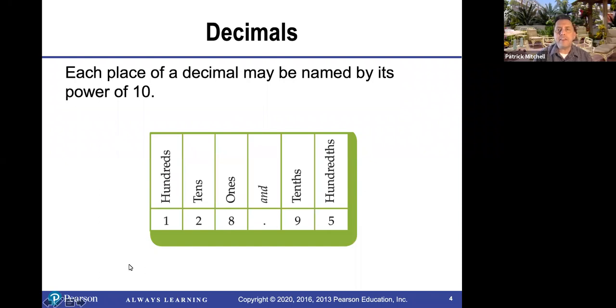Each place of a decimal may be named by its power of 10. So we already know about hundreds, tens, and ones. The numbers after the decimal point, those place values are tenths, hundredths, thousandths, 10,000ths, and so on.